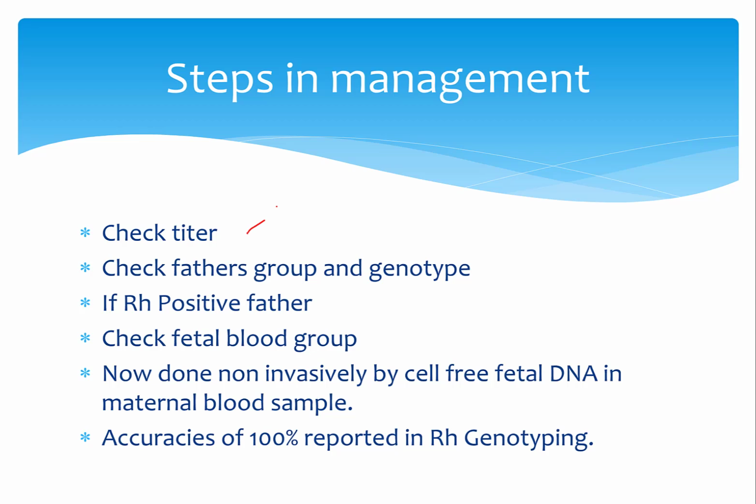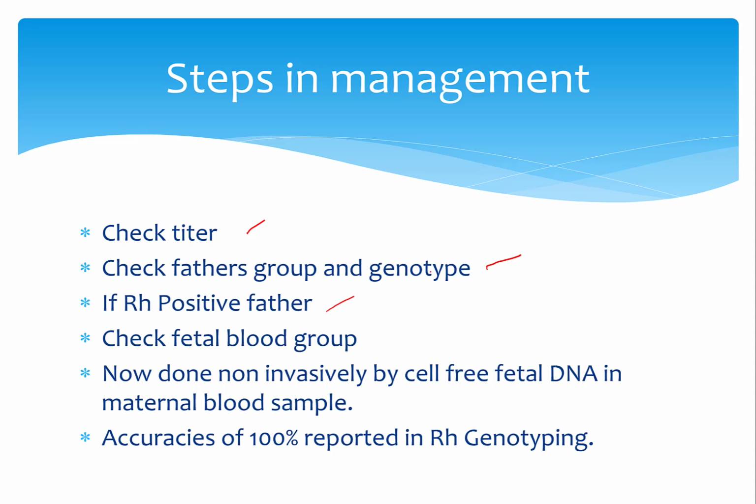Check the titer, check the father's blood group and genotype. In Western countries, they don't check the fathers because it is difficult. Because of their promiscuity, it is difficult to tell exactly that the father is the man who is living with the mother. So because of that, they don't check, to reduce unnecessary family violence. But in our setup, probably you can.